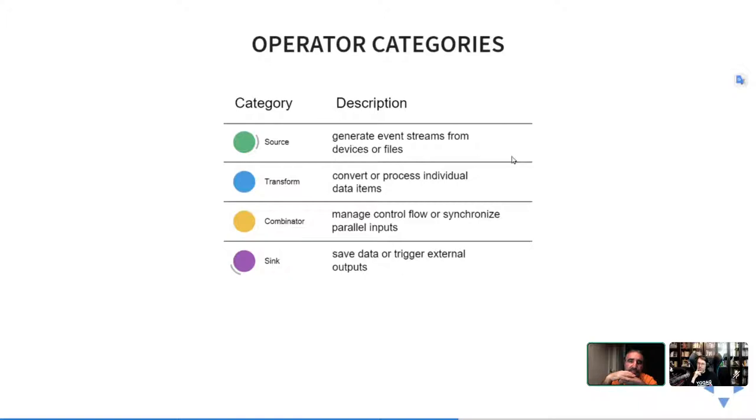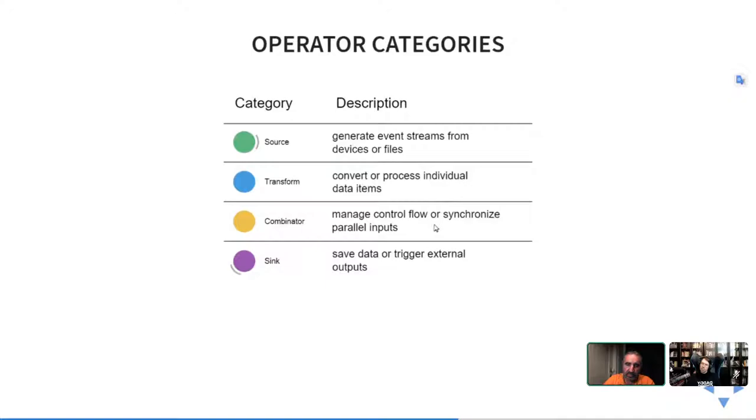And then there's the combinator. A combinator is a generic node that has more than one input and is able to combine data. There are a lot of different ways to control the flow or to synchronize those parallel inputs, since everything is happening at the same time. The combinator is a way that you can specify exactly how you want to combine data coming from different sources at different frame rates, with different latencies and so on.